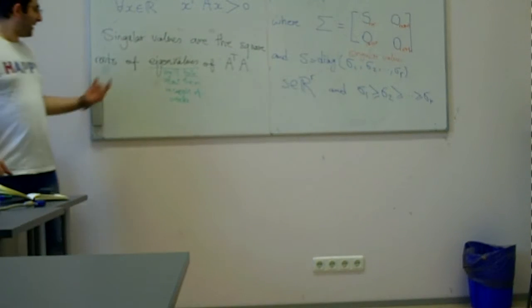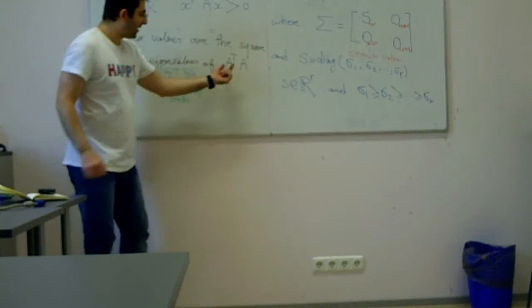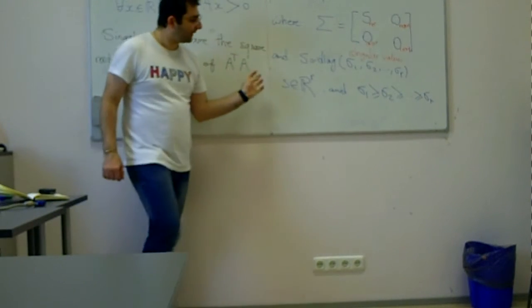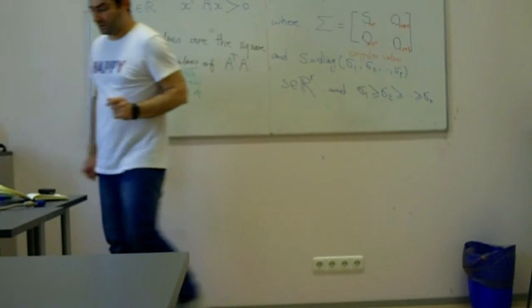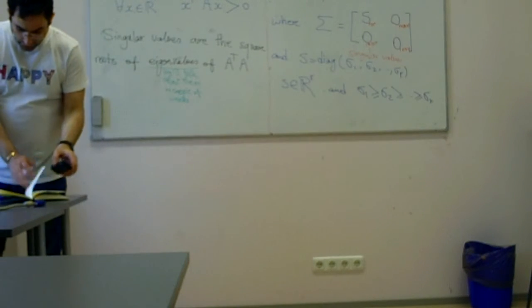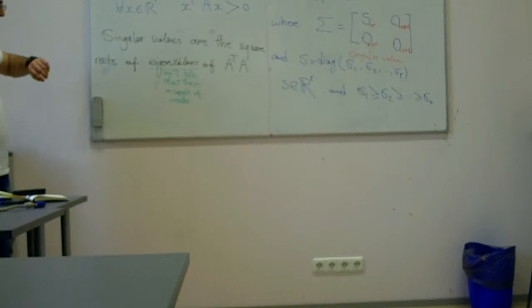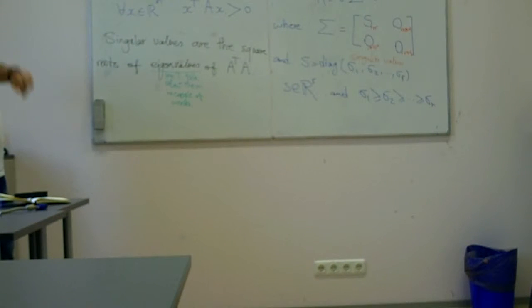So the singular values, which we know are related to the eigenvalues of A transpose A, are here. Now we will see what they represent and how we can use them to interpret some things.